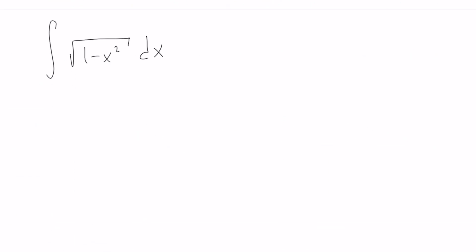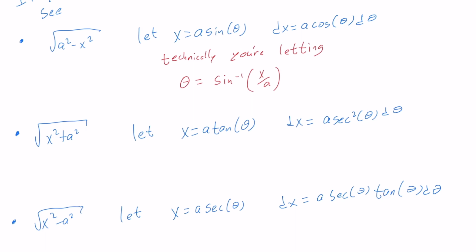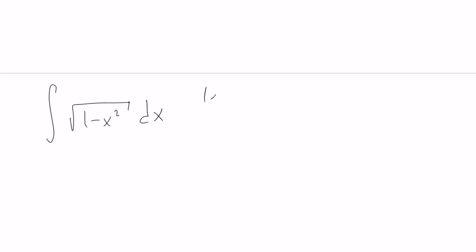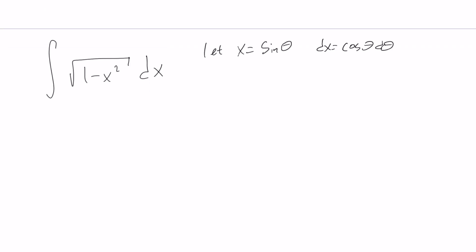So let's take a look at the integral of the square root of 1 minus x squared. Well, which of these three does it look like? It looks like a squared minus x squared. So let's try letting x equal a times sine theta. In this case our a is 1 because 1 squared is 1. So x is sine theta, then dx equals cosine theta d theta. And this becomes the integral of the square root of 1 minus sine squared theta times cosine theta d theta.